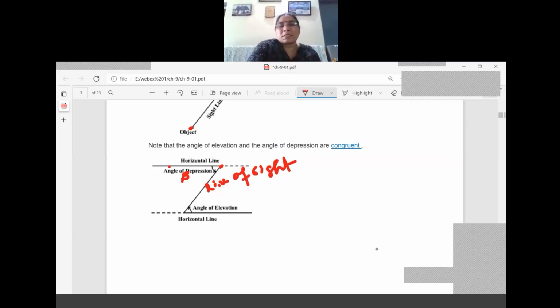Okay, now what is the horizontal line here? Sometimes the observer is here, so the observer is viewing an object here. So what happens here? Angle of elevation. So both are parallel, so both the angle of elevation and the angle of depression will be the same only. That means if it is making 30 degrees here, here also 30 degrees.